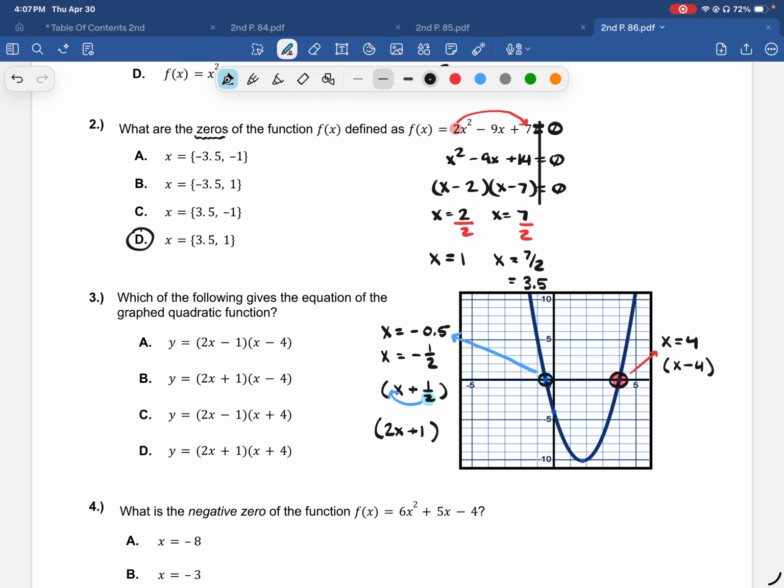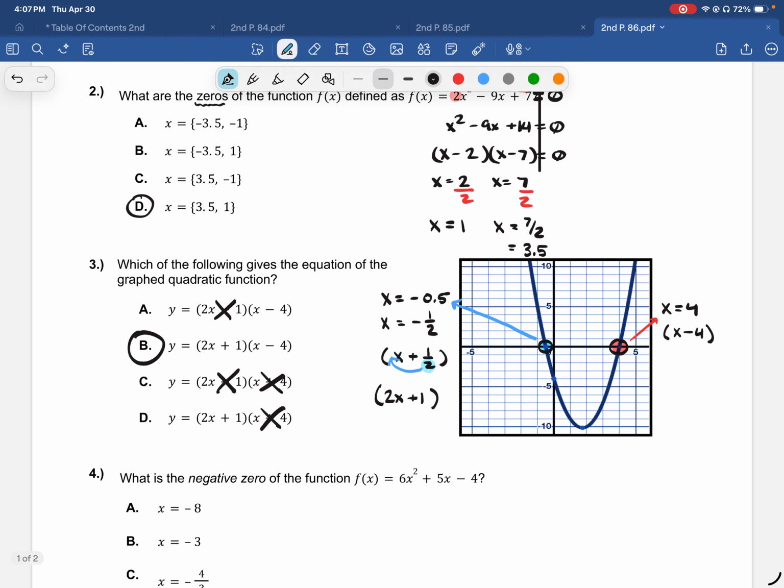So, since it crosses at positive 4, I'm looking for x minus 4. And since it crosses at negative 1/2, I'm looking for 2x plus 1. The only answer that could possibly be right is option B.